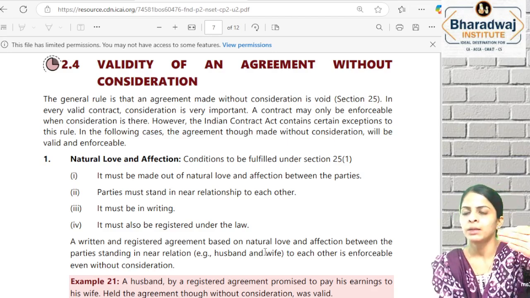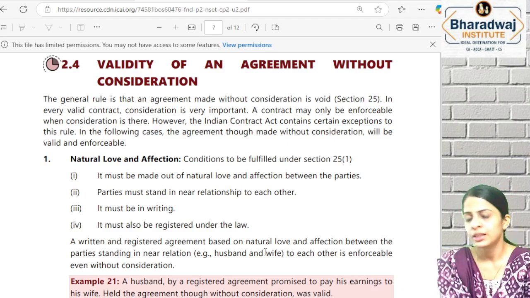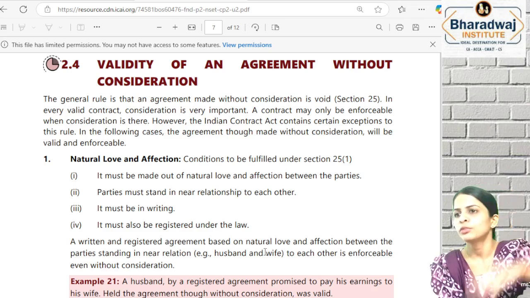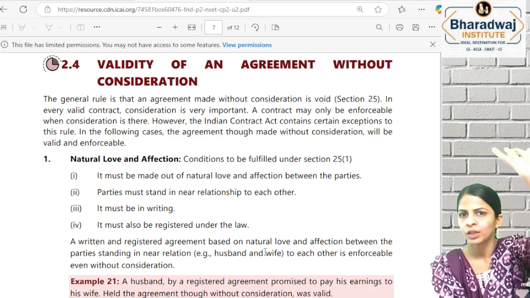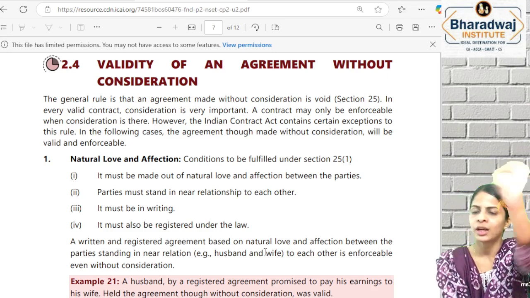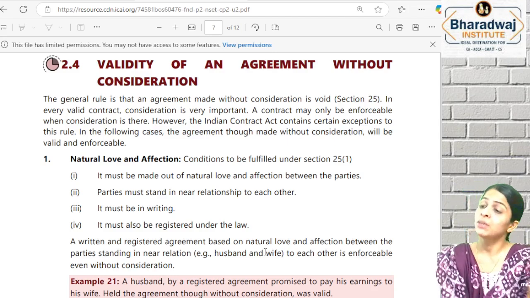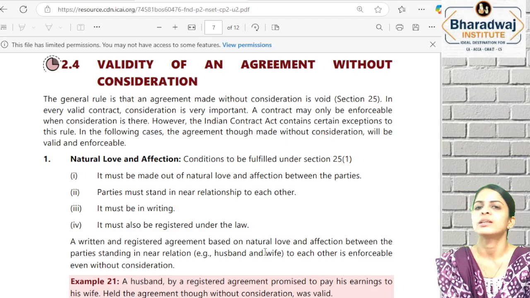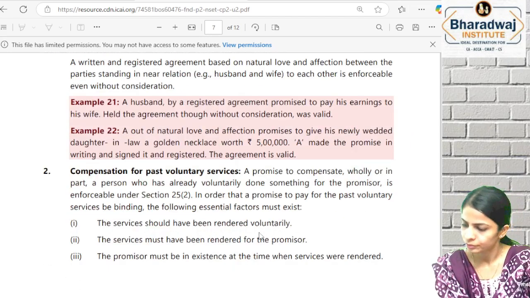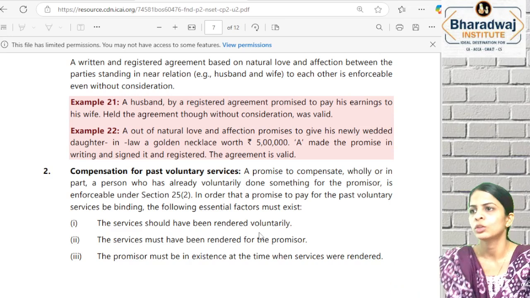The agreement must be between parties who are related to each other. There has to be some sort of relationship. And the agreement must be out of natural love and affection. So 4 conditions: it must be in writing, it must be registered, out of natural love and affection, and between related parties. Only then, even if it is without consideration, it is valid. Case law: here only that case law also will come. Balfour versus Balfour. Because it was oral, she could not go to the court.